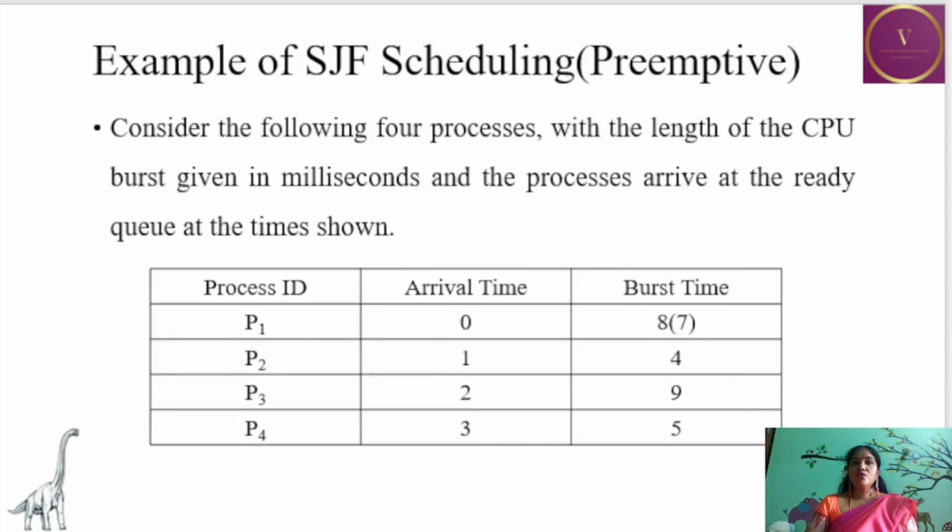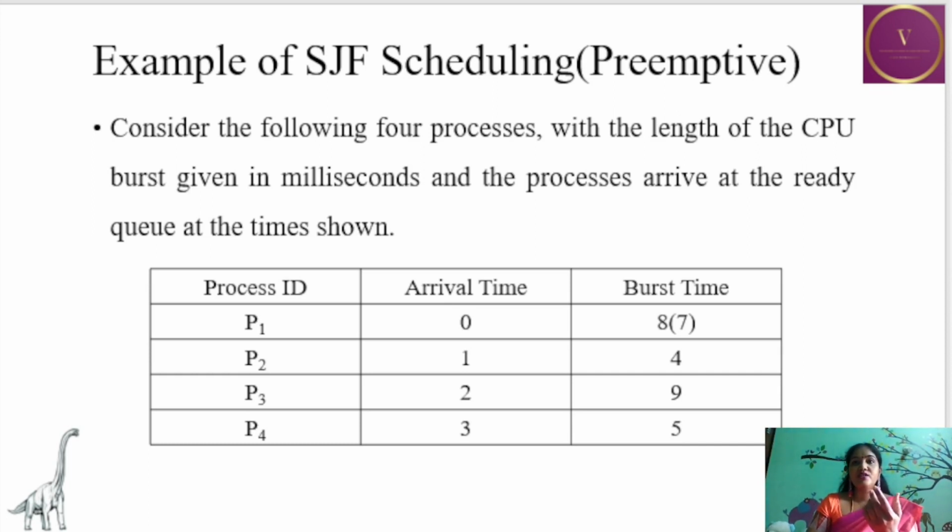Okay. The next is the example for the SJF scheduling algorithm, preemptive method. So what is preemptive? Preemptive means you are forcefully taking a process out of the CPU and giving the CPU to a higher priority process. That is, forcefully stopping a process which is already running in the CPU just to give the CPU to a higher priority process. Here the higher priority process would be the process which is the shortest. So now we have an example.